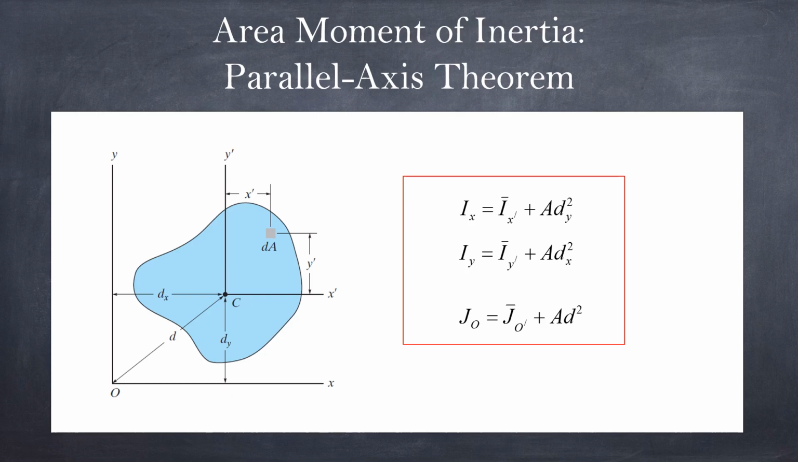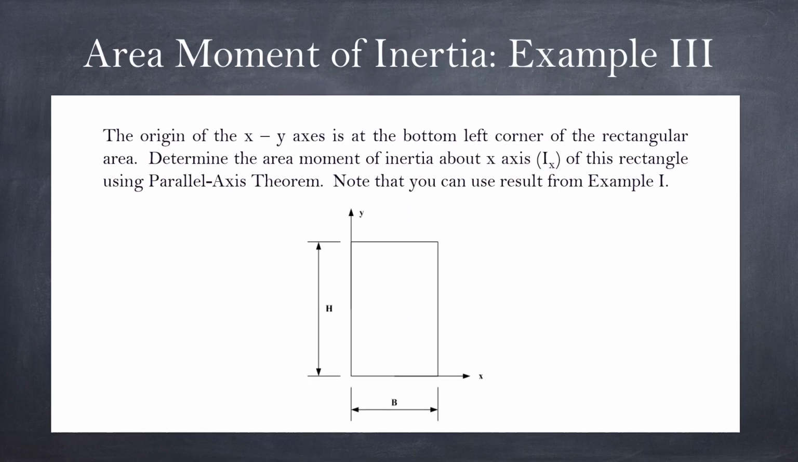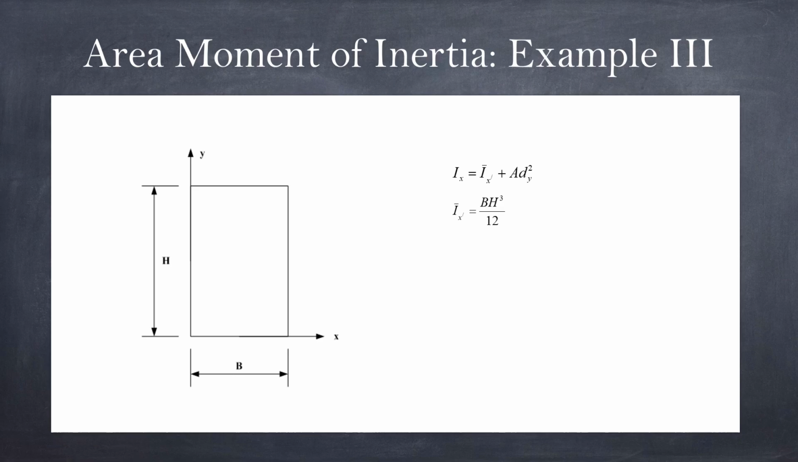Okay, so let's look at example 2 again, but this time we call it example 3. Right? So we're going to find the area moment of inertia about the x-axis at the bottom again, but this time we're going to use the parallel axis theorem. Right? And we can use the knowledge we already have from example 1, which is the Ix that is going through the centroid. Right? So let's see. So this is the area, right? We already have the two expressions, Ix and then the Ix that is going through the centroid.